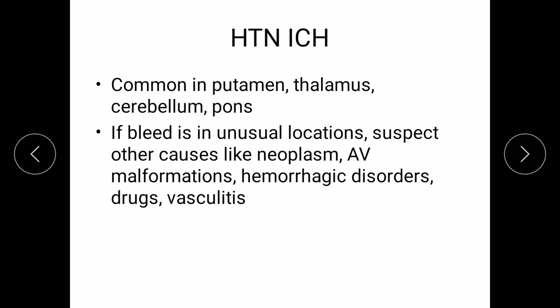Hypertensive bleeds are most common in putamen, thalamus, cerebellum, and pons. The reason why these sites are mentioned is, if there is a bleed in unusual location, that is apart from these 4 locations, think of some other etiology as the predisposing factor. So bleed in the putamen, thalamus, cerebellum, and pons can be attributed to hypertension. Suppose if the bleed is in an unusual location, suspect other causes like neoplasms, AV malformations, hemorrhagic disorders, drugs and vasculitis.